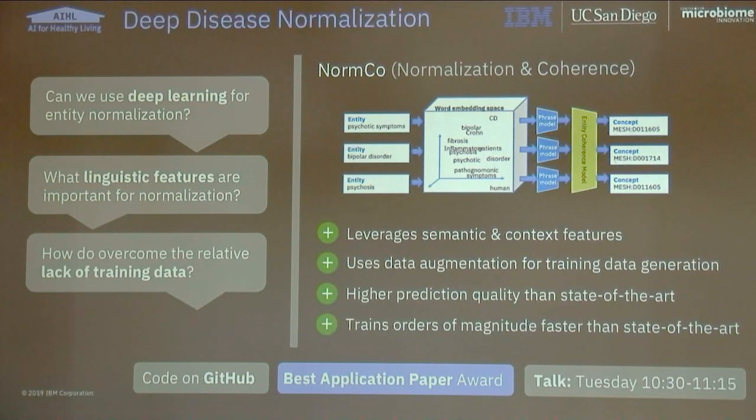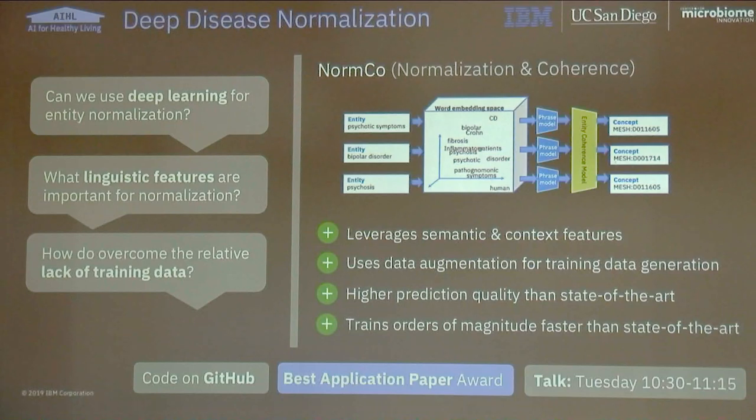So in this work, essentially the three main research questions we were focused on are as follows. The first is, can we use a neural-based model for entity normalization, specifically for disease entity normalization? The previous state of the art was mostly based on feature engineering, so we wanted to see how we could achieve at least state-of-the-art results on this task in a neural framework.